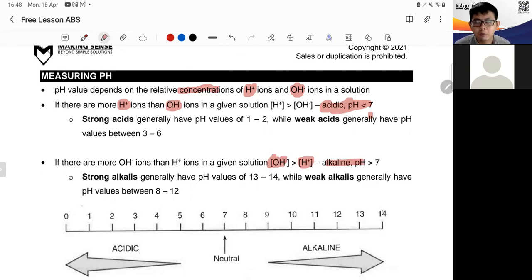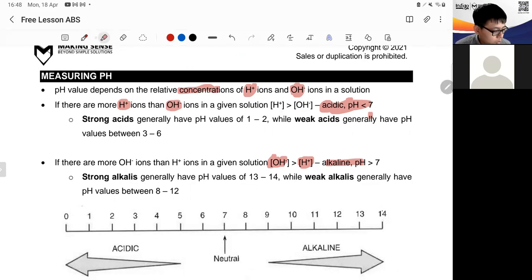So just maybe briefly remember the numbers. In general, strong acids have low pH, 1 to 2, weak is like 3 to 6. And then strong alkalis are 13, 14, weak ones are 8, 9, 10. So that's a range for you to follow. And of course, neutral is 7.